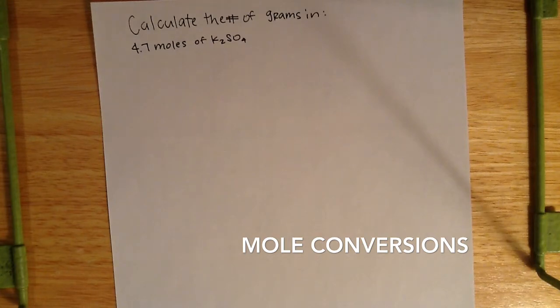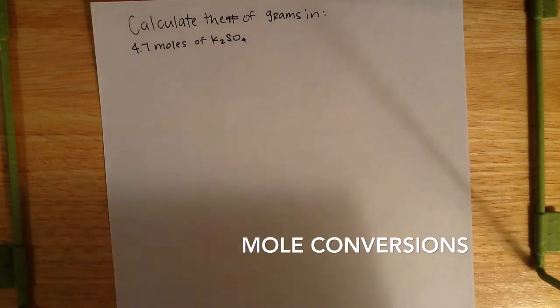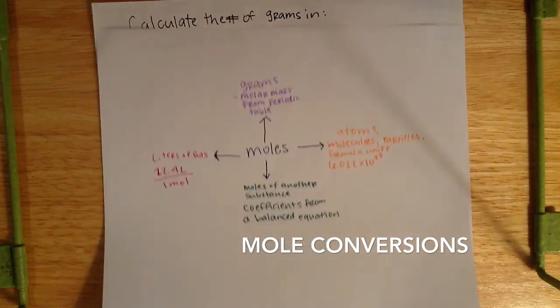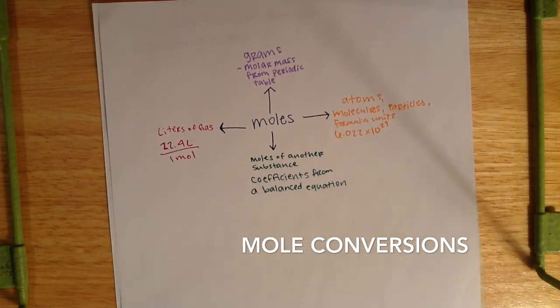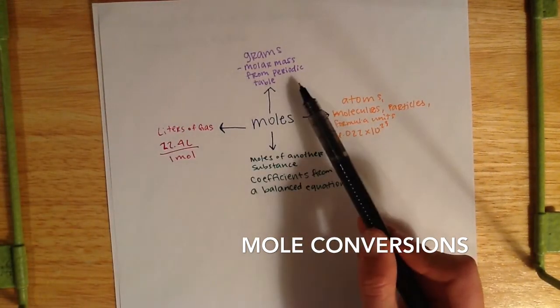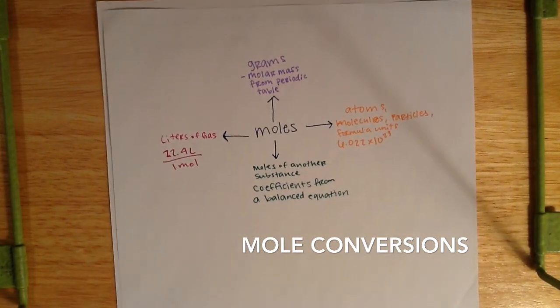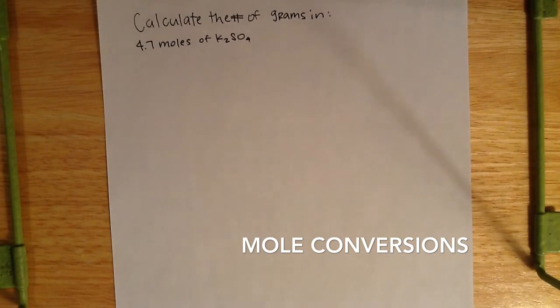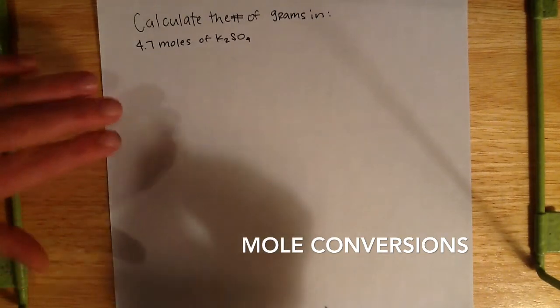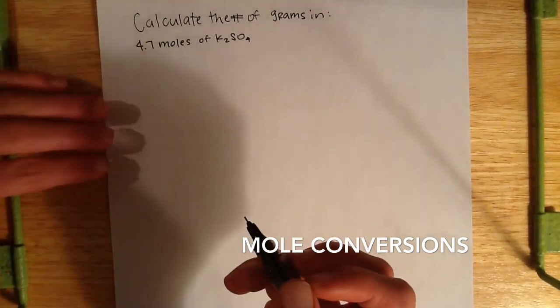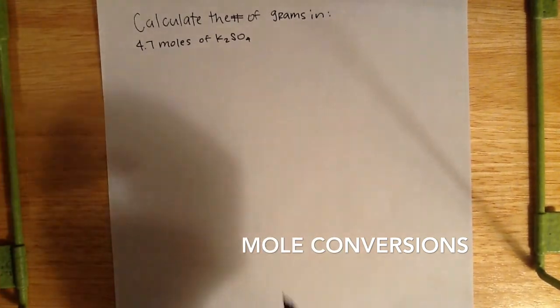This is number 2, and we are going to calculate the number of grams in 4.7 moles of K2SO4. Now, using this little chart that Ms. Williams gave us, we know that to go from moles to grams, we need to use the molar mass from the periodic table. Knowing that, we find that the molar mass of K2SO4 is 174.3.